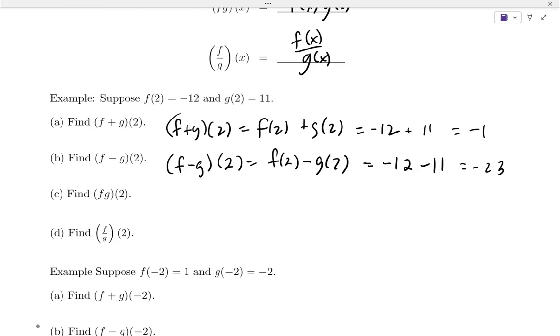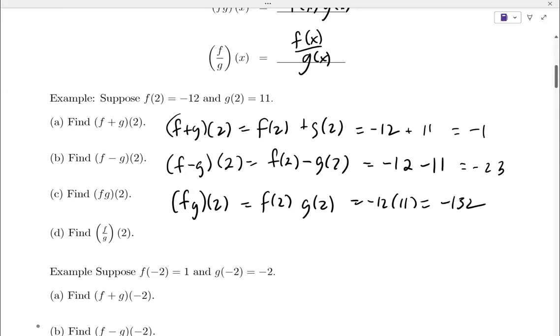How about f times g of 2? Negative 132. And how'd you come up with it? Yeah, the negative 12 times the 11. So your f times g of 2 is f of 2 times g of 2. So we'll get negative 12 times 11. That'll give you negative 132.